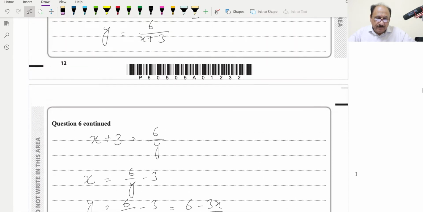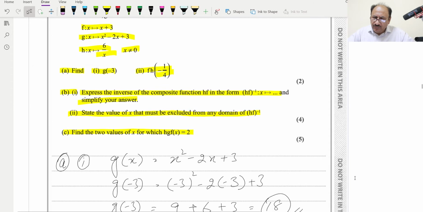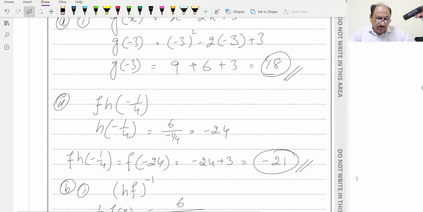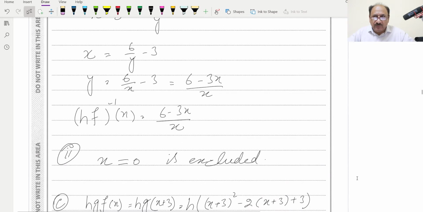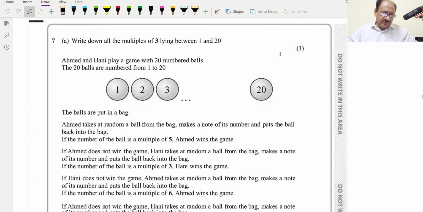This was basically 4 plus 5, 9, 10, 11 marks question. Question 6 was an 11 mark question. That is done. Question number 7.